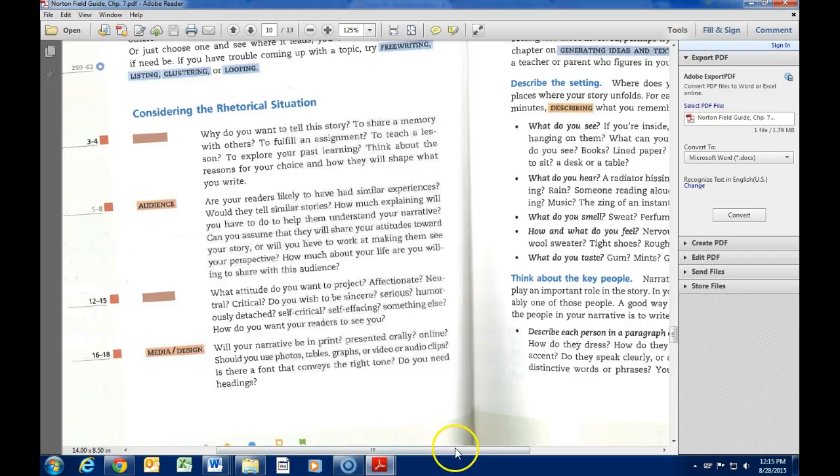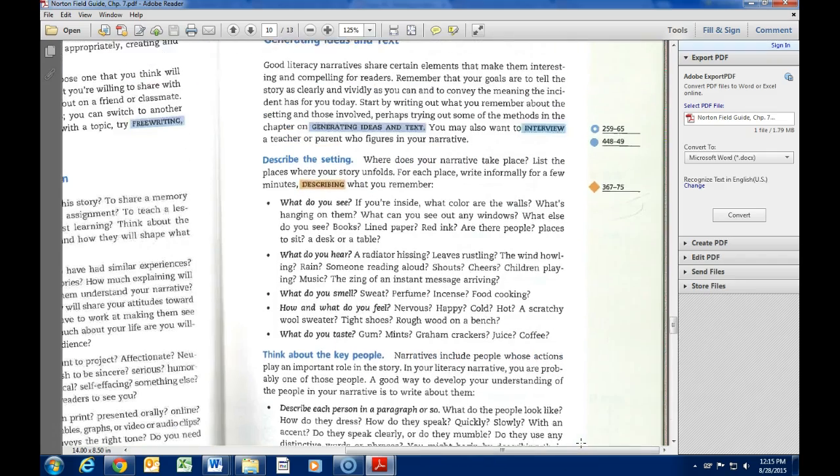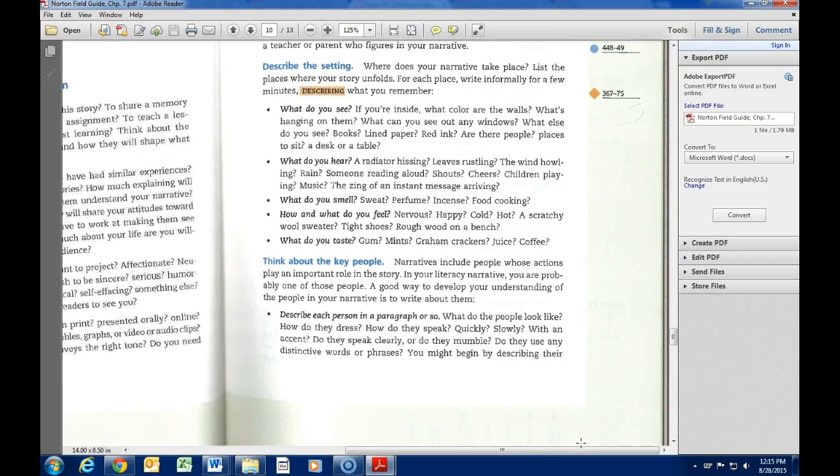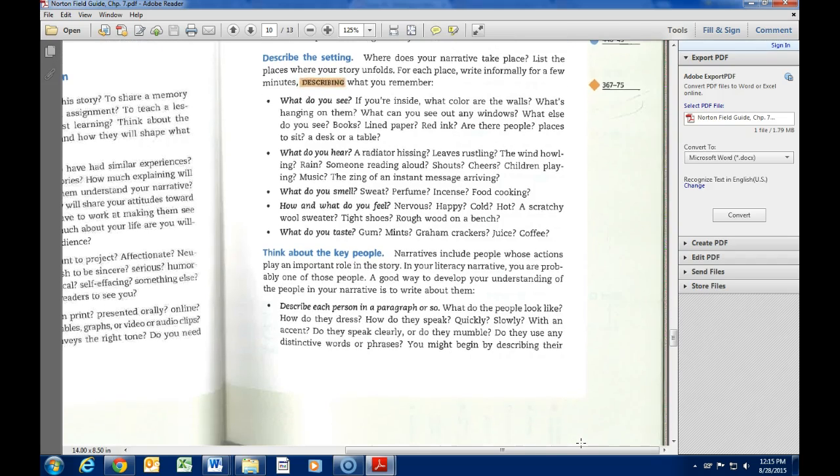When we talk about vivid details, generating ideas in text, describe the setting. If you're writing about learning to read in 1st grade, describe the setting. Where did the narrative take place? Where did that part of your literacy narrative take place? Name the school. Give the city. What kind of school was it? Where was it located? How big was it? How small was it? If you can remember your teachers' names, name names.